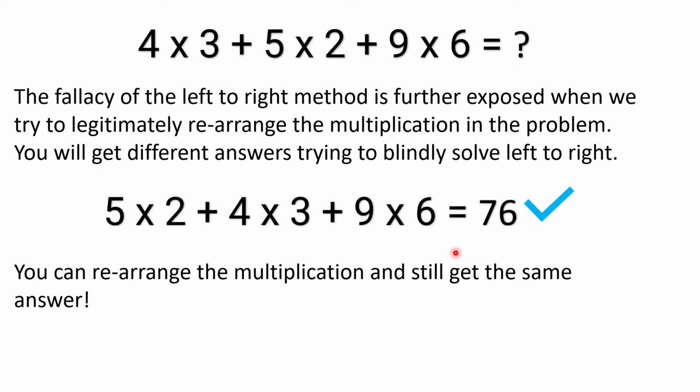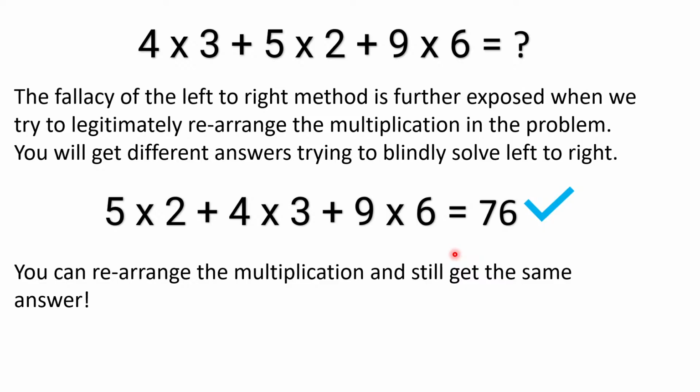All right, so another way of trying to go after this fallacy, because a lot of people are pretty determined that they were taught left to right, but I guarantee you it wasn't taught that way. The fallacy here is that the left to right method is one way to expose that: when you try to legitimately rearrange the multiplication of the problem, you're going to get different answers going left to right. So you have to think a little bit about how a cash register works, and we'll talk about that too.